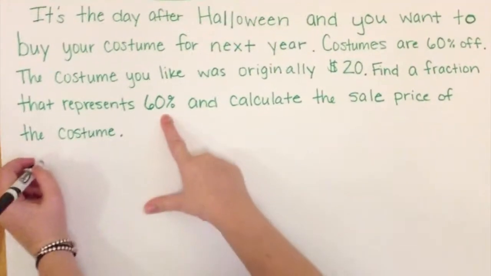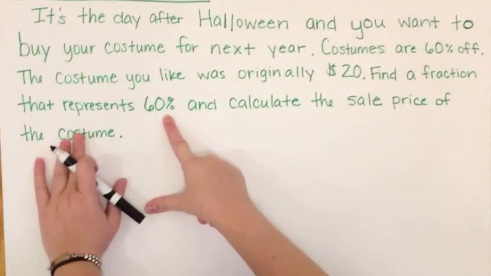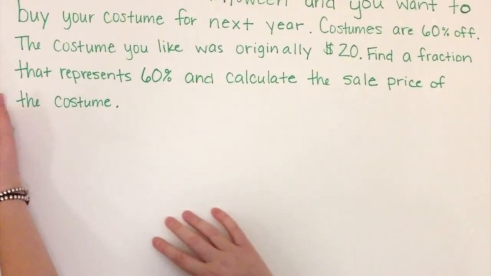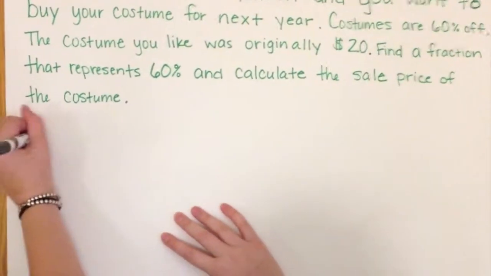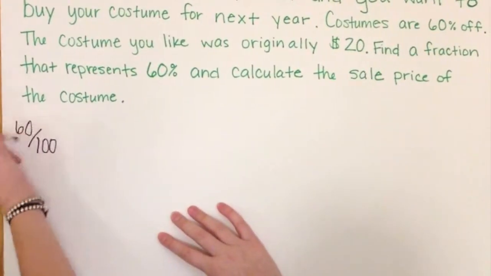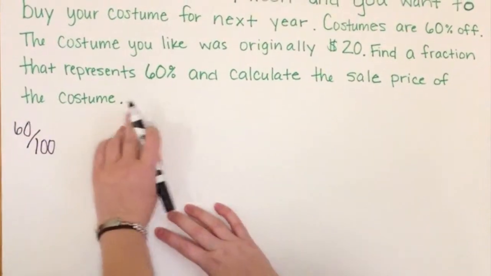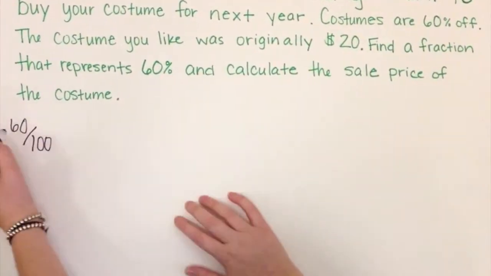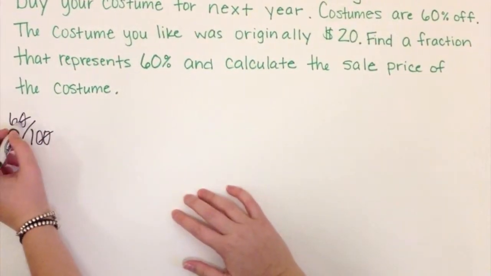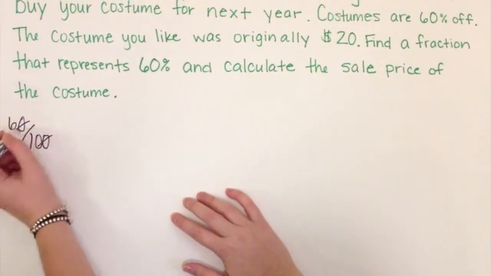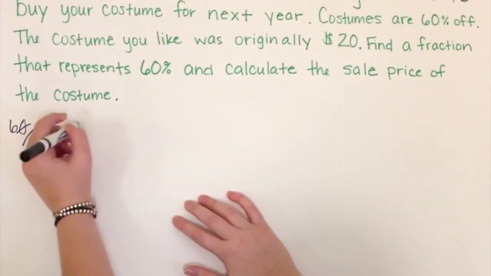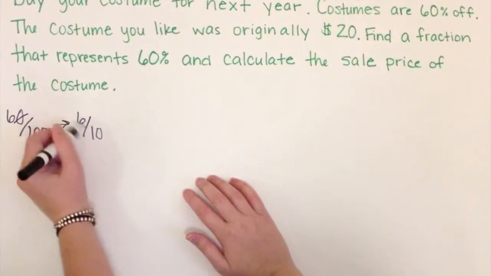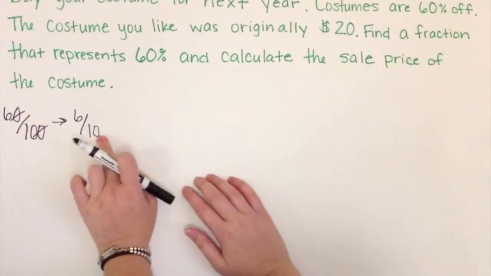First, we want to find a fraction that represents 60%. Percentages are always out of 100, so we can easily say 60 out of 100. But so we don't have to draw out 60 shaded dots and another 40 that are open, we can just knock off a 0 from both to get an equivalent fraction. So now we have 6 out of 10. All we did was divide both top and bottom by 10.